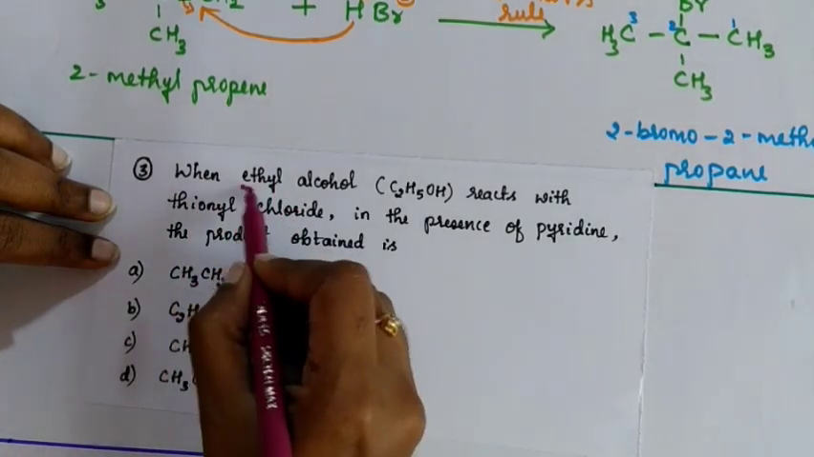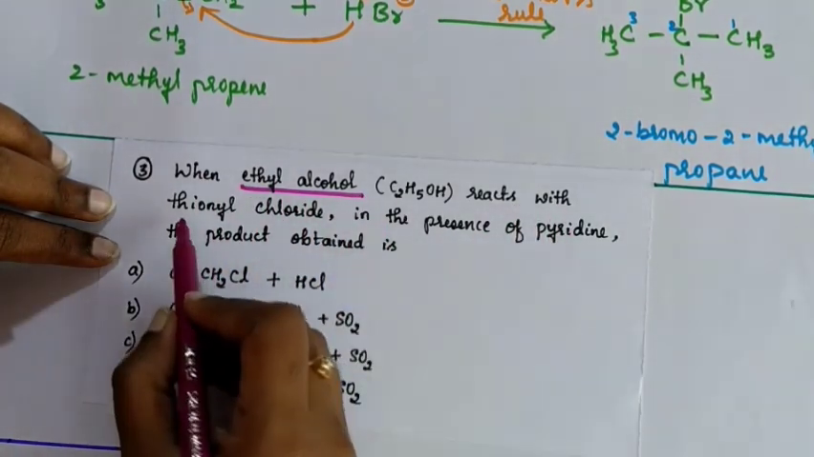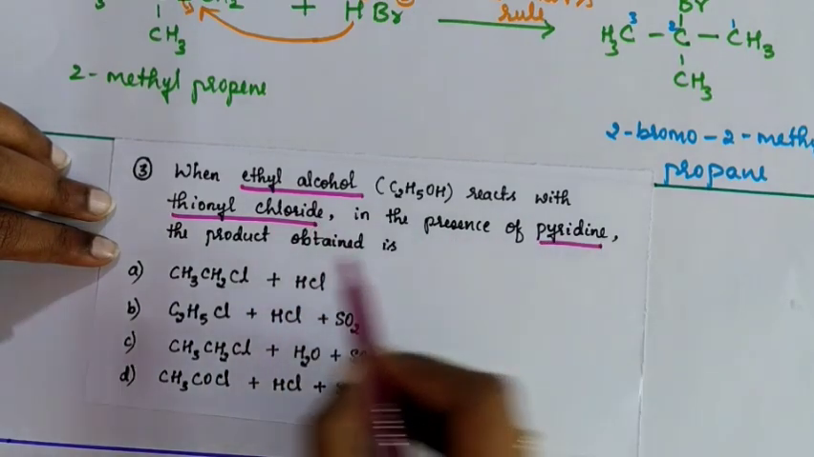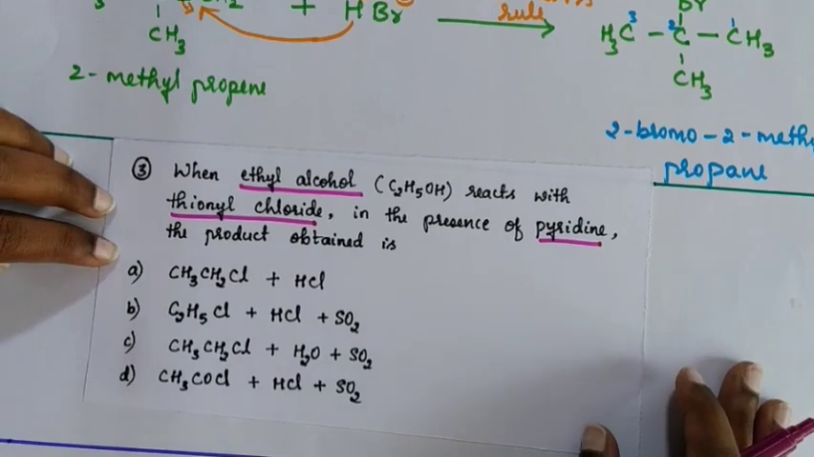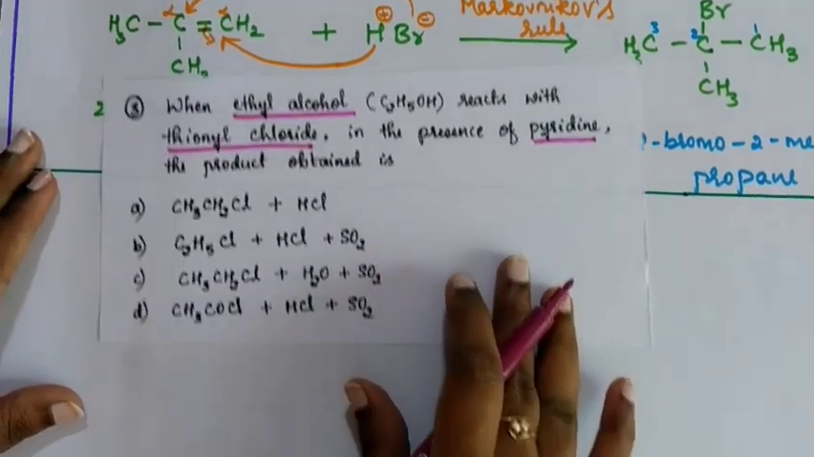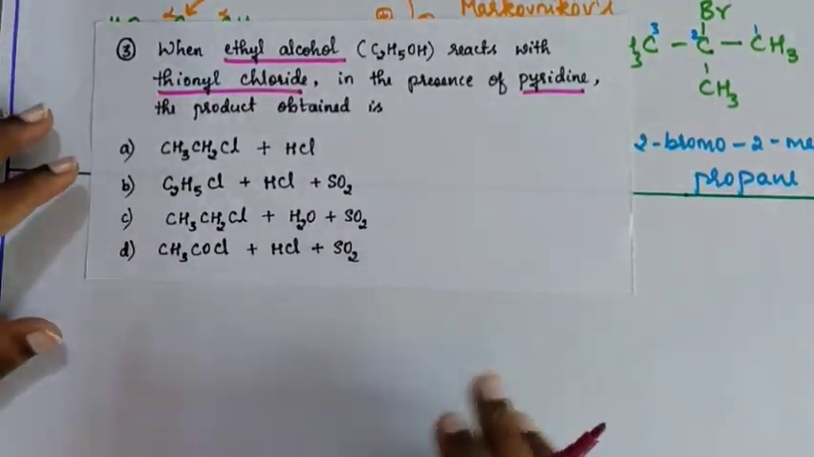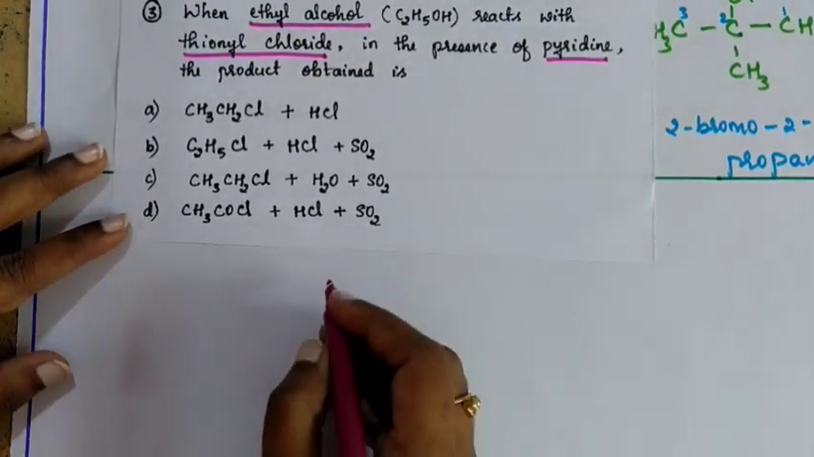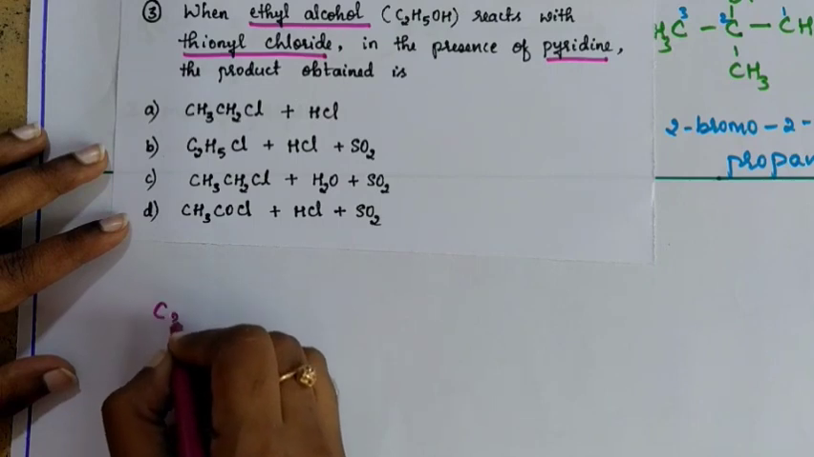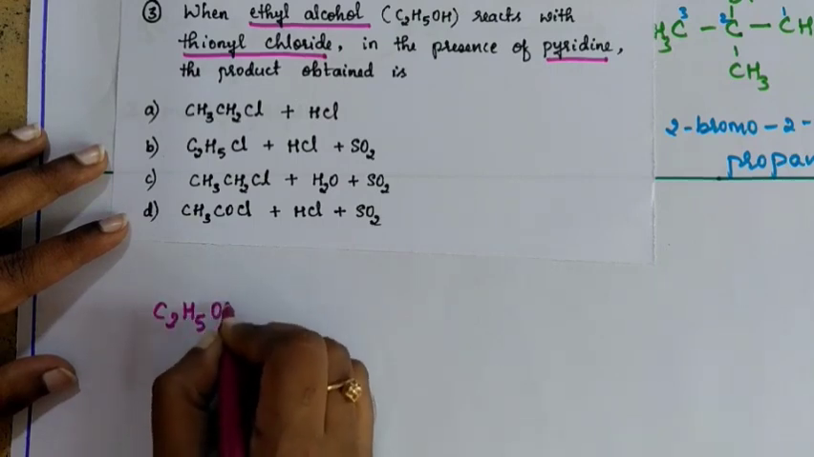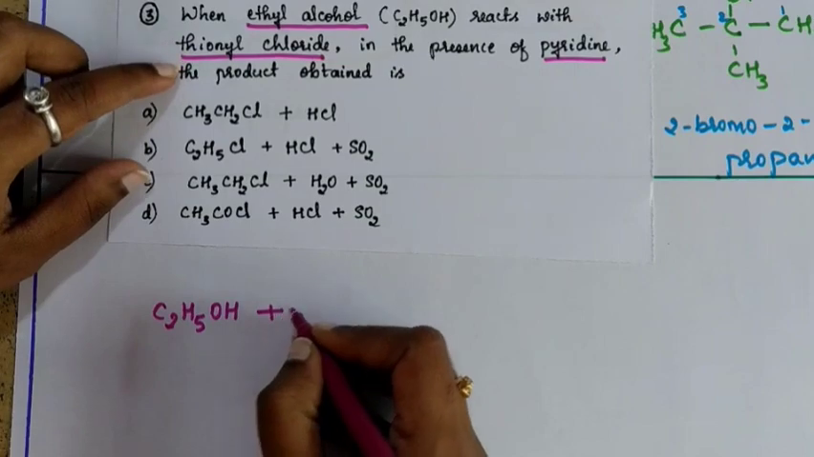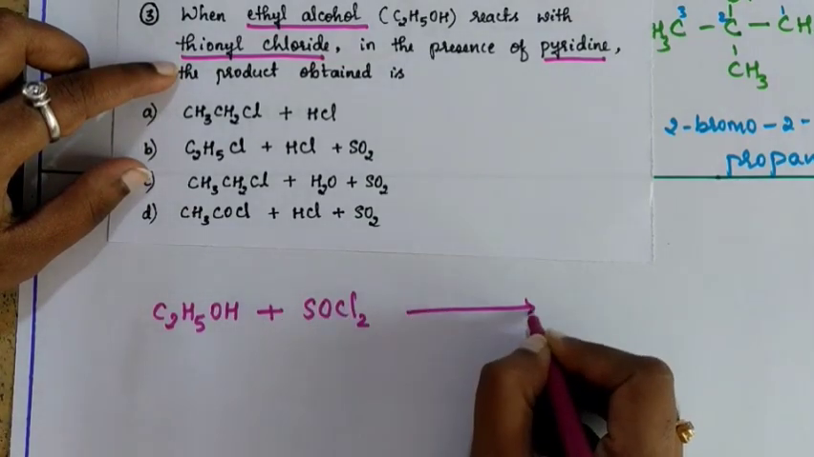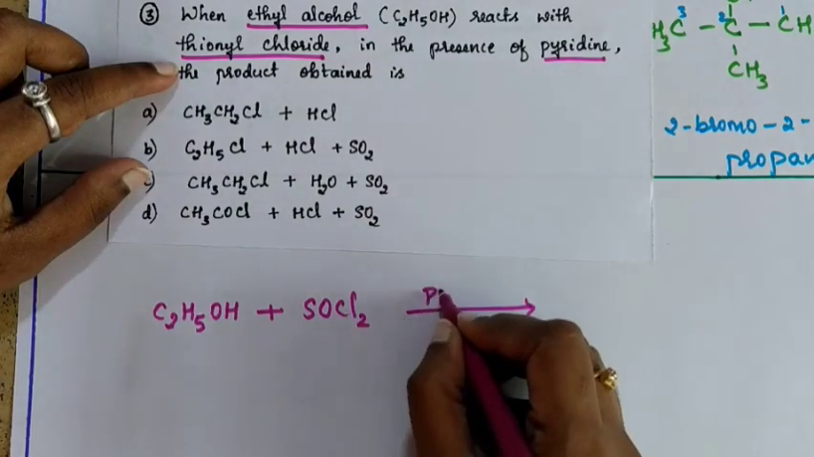When ethyl alcohol reacts with thionyl chloride in the presence of pyridine, the product obtained is, it seems familiar, no? Just now we solved a question based on the same concept. So let us write the reaction for this question. Ethyl alcohol, C2H5OH, is reacting with thionyl chloride. Thionyl chloride is SOCl2, in the presence of pyridine.